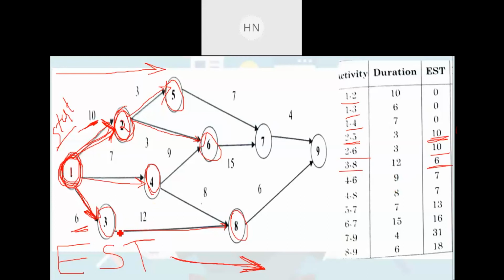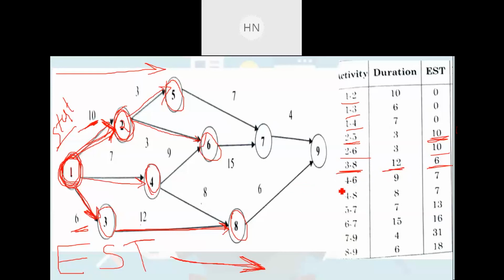because the activity has only just started, it is not completed. If you are writing the earliest starting time for activity 3 to 8, then you need not consider this duration of 12, right? Because it has just started, it is not completed. If it is completed, that is about the earliest finishing time. If it is finished, then you need to add this duration, and we will be getting EFT, right? So keep that in mind.